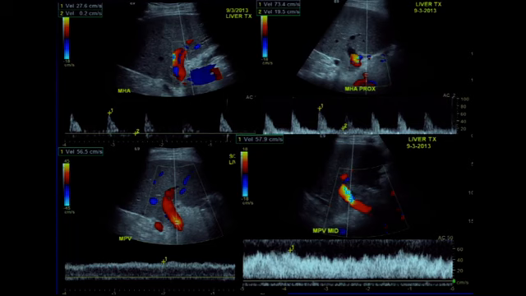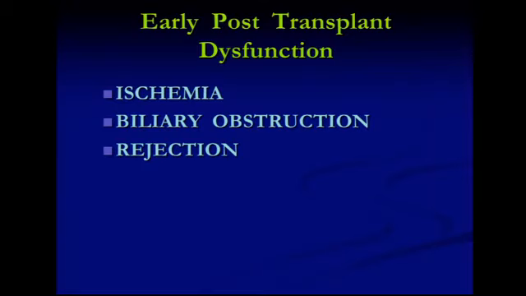The portal vein is relatively high velocity and relatively turbulent, which is usual because these patients have an acute decompression of a portal venous system in which there is increased volume and pressure. So that leads to these characteristically turbulent high-velocity portal venous flow waveforms post-transplant. For early post-transplant dysfunction, major issues relate to ischemia, which can lead to biliary necrosis and to bile lakes and abscesses, biliary obstruction, or rejection.